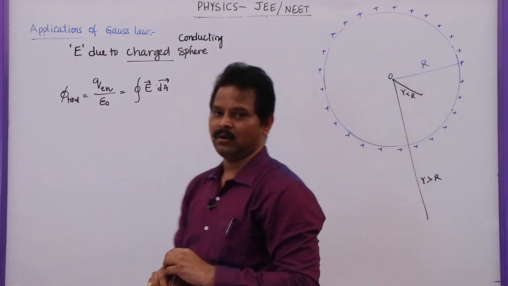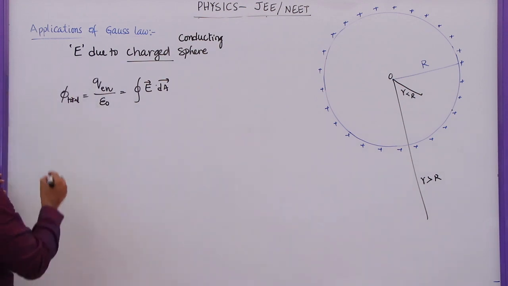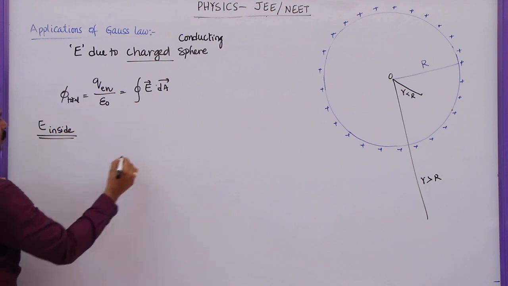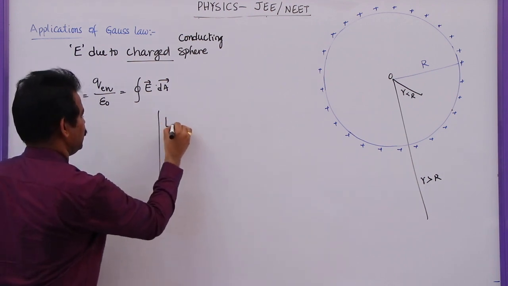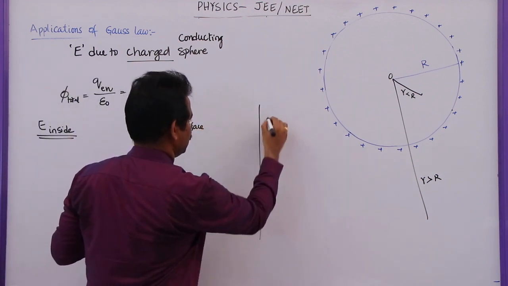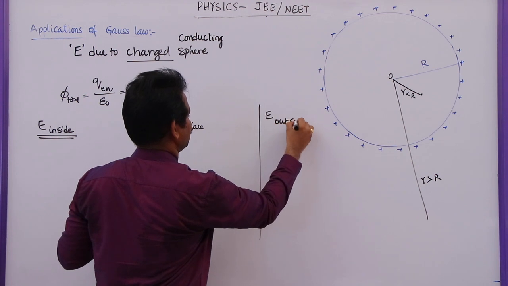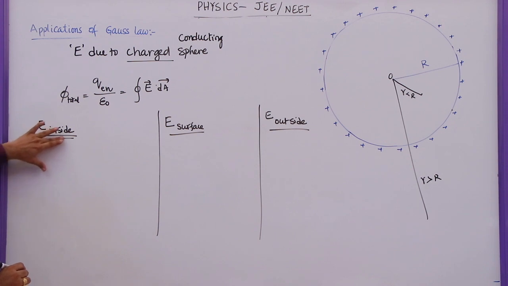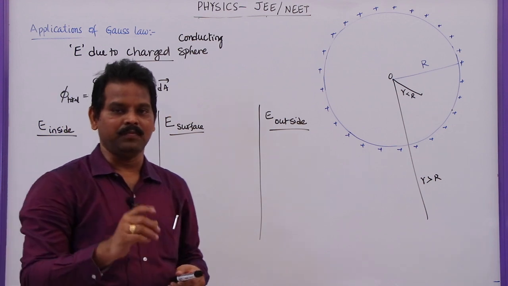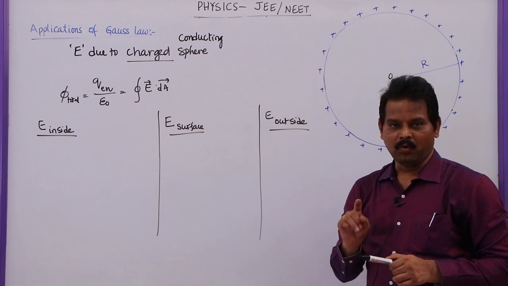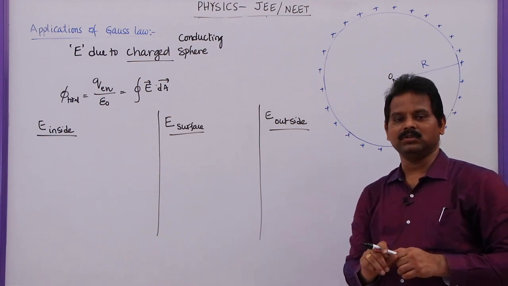So first let me find out electric field within the sphere. So E inside the sphere, E on the surface, and E outside the sphere. So I am going to find electric field at three different points. First, inside the sphere. If we wish to find out electric field at any point, just construct a Gaussian surface such that the point lies on the surface of the closed Gaussian surface.